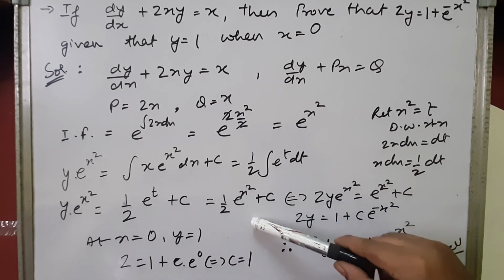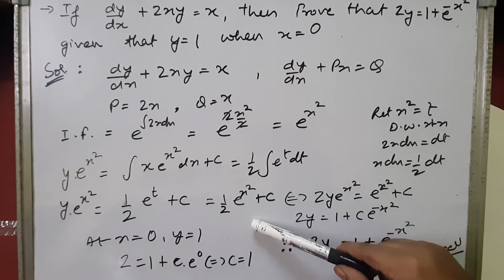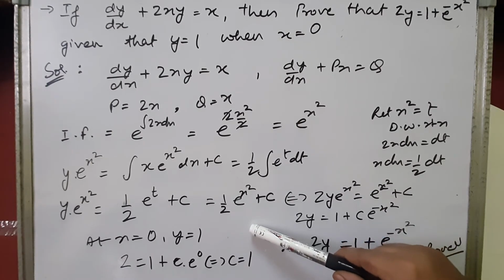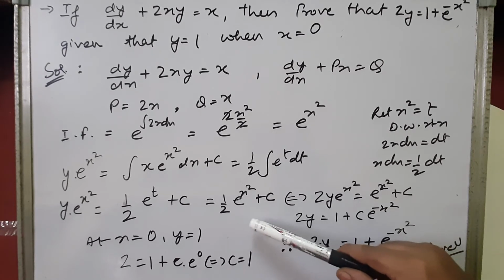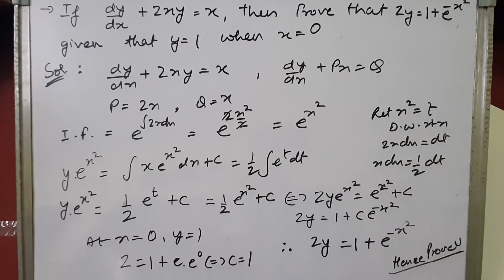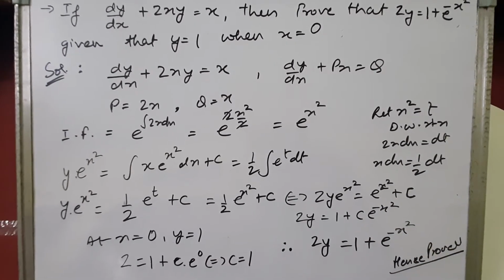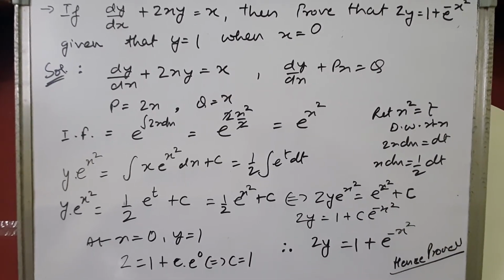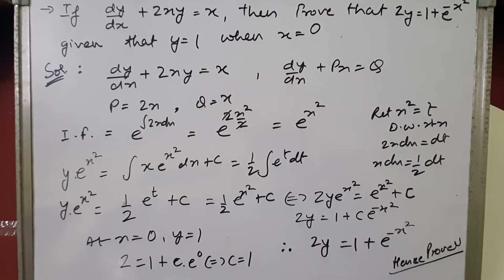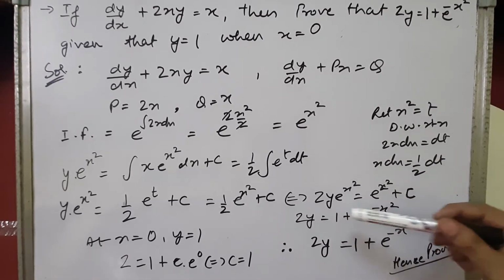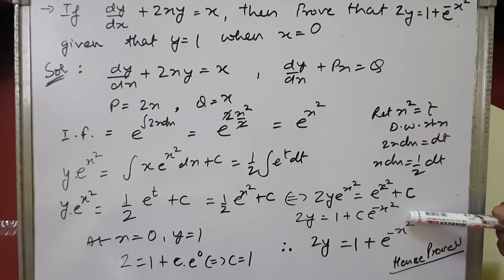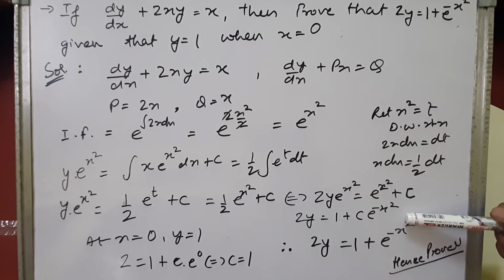Let's substitute the value of t, which is x square. So y into e to the power x square equals 1 by 2 e to the power x square plus c. Right. Now cross multiply e to the power x square and 2. What we'll get? 2y into e to the power x square equals e to the power x square plus c. Cross multiplying e to the power x square here, we get 2y equals 1 plus c e to the power minus x square.